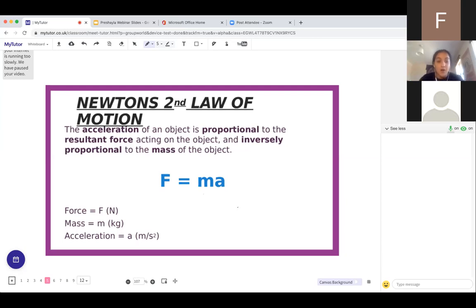And it comes up a lot in lots and lots of different physics equations. So it is important that you know what proportional and inversely proportional means. Now, somebody asked for it in a triangle. So if you like to learn your equations in triangles, F is going to be at the top, M is going to be here, and A will be here. So F divided by M is A, F divided by A is M. Okay, so that's the second law of motion.